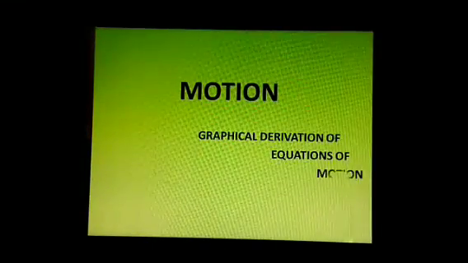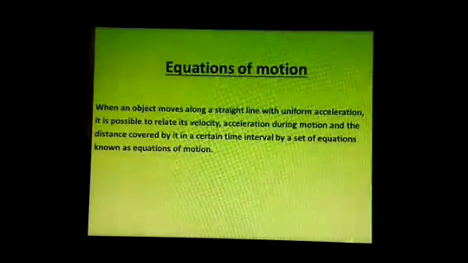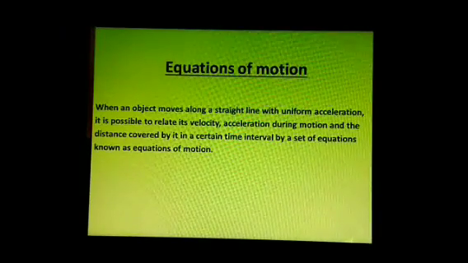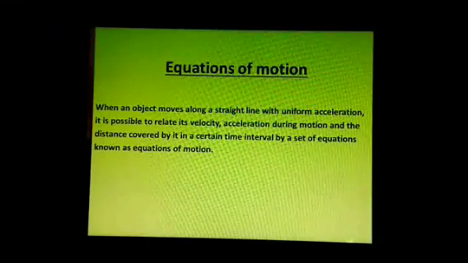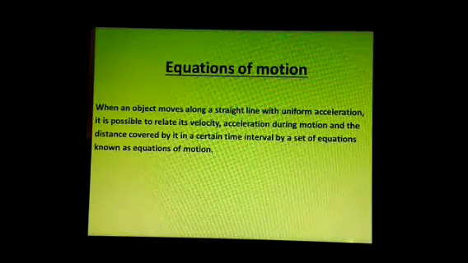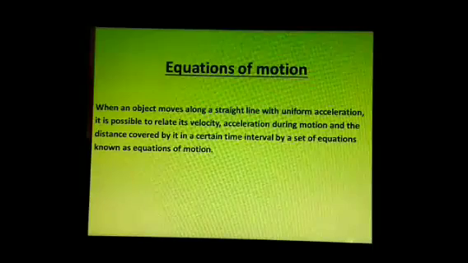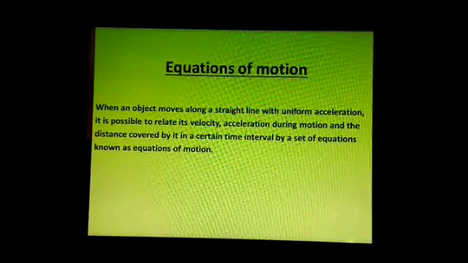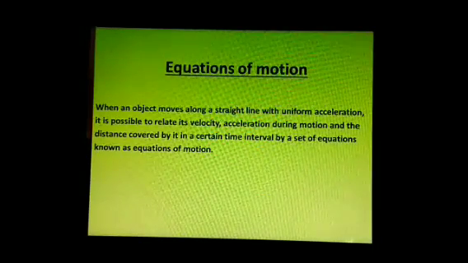Today we discussed equations of motion and the graphical derivation of equations of motion. Equations of motion: when an object moves along a straight line with uniform acceleration, it is possible to relate its velocity, acceleration during motion, and distance covered by it in a certain time interval by a set of equations known as equations of motion.